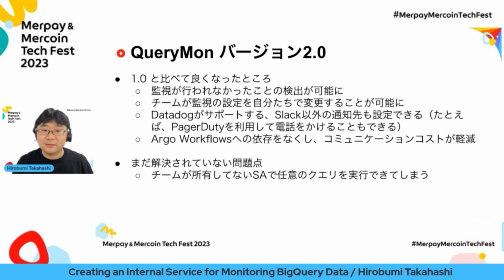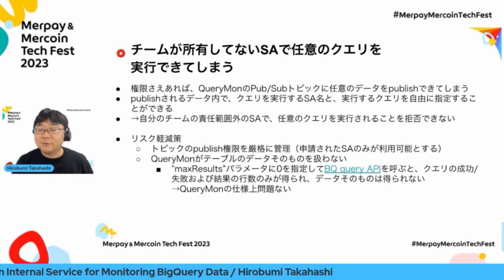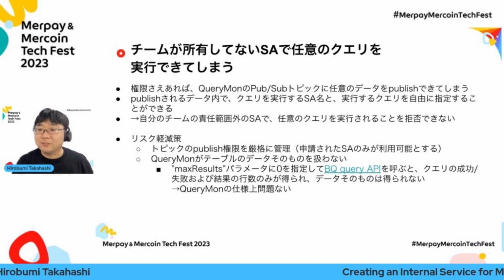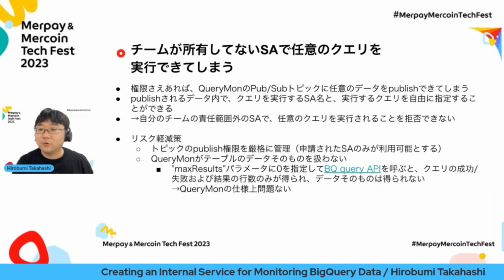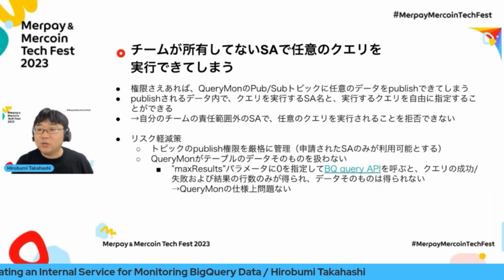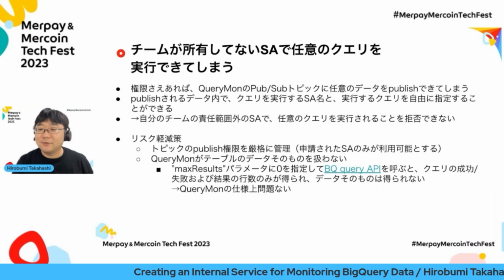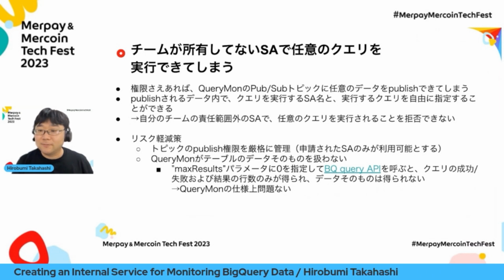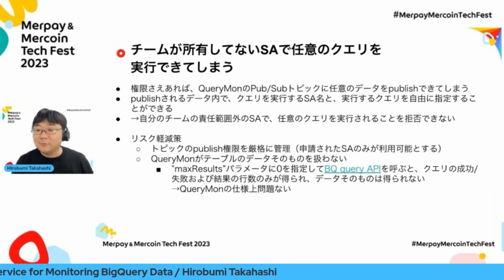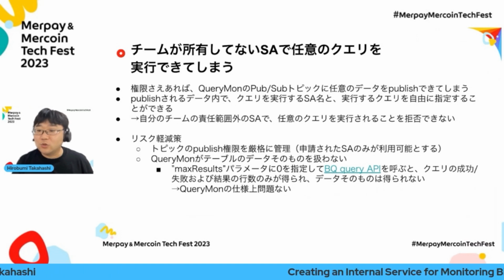One is that a service account that is not owned by the team can be used to make QueryMon execute an ad hoc query. QueryMon 2.0 uses a PubSub topic's service account to execute the query, and the team is not able to reject that. In order to lower the data leakage risk, we have taken several countermeasures. For example, the publish rights for the PubSub topic can be assigned only to the team's service account that was approved beforehand, and also QueryMon's table data should not be handled.